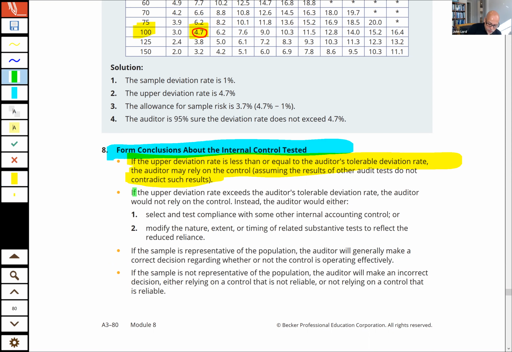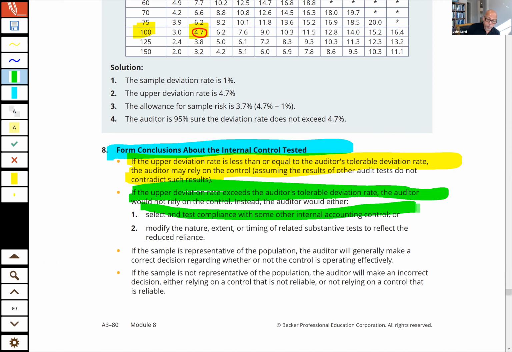If the upper deviation rate exceeds the tolerable rate, then the auditor is going to look for another control that'll compensate for the control that just failed the operating effectiveness test, or probably going to be more the case, the auditor will modify the timing, extent, and nature of your substantive procedures. Nature, going to use external evidence instead of internal evidence. Extent, larger sample sizes. Timing, going to probably have to do some more year-end testing.